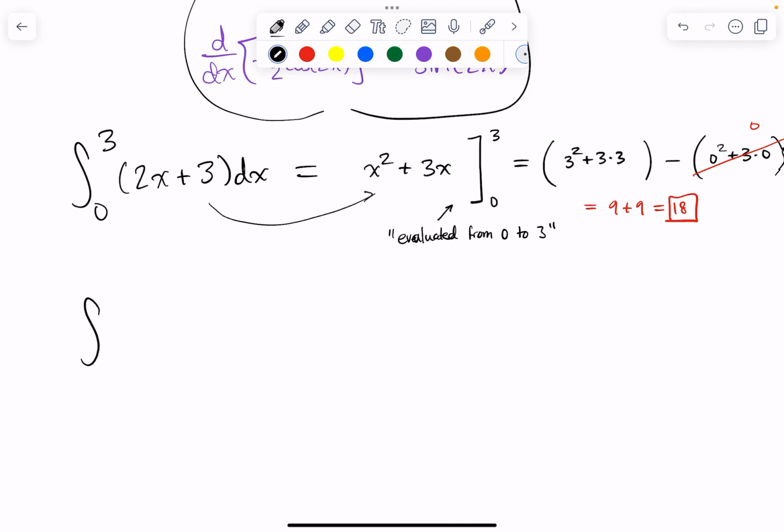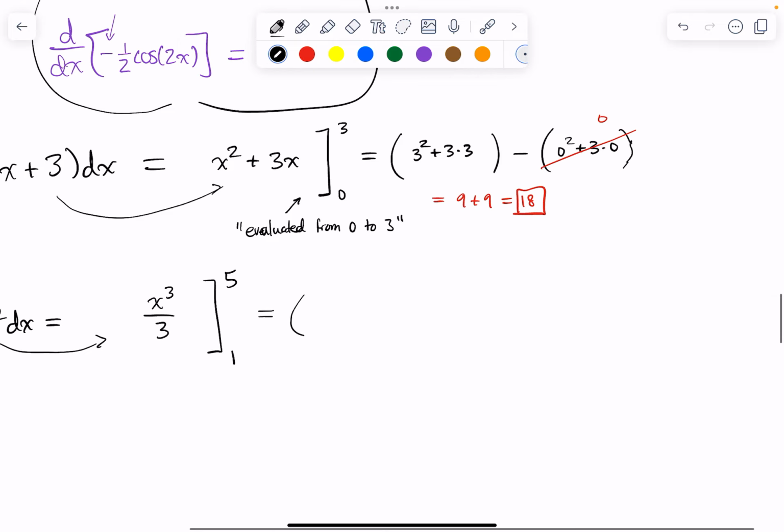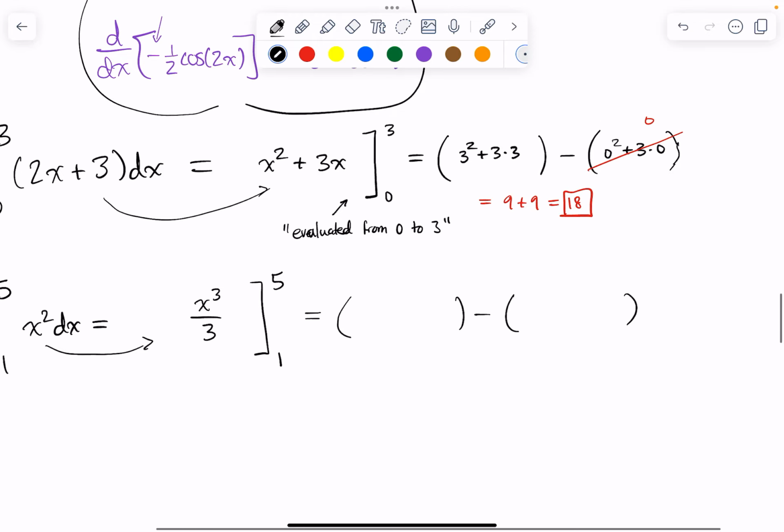Rapid fire. Integral from 1 to 5 of x squared dx. So what is the antiderivative? It's going to be x cubed over 3. And then this is evaluated from 1 to 5. All right. Let's set up our parentheses, minus, right? Put the minus sign in between. And now let's plug in the 5. We have 5 cubed over 3 minus 1 cubed over 3.